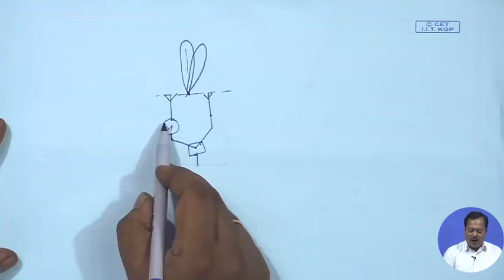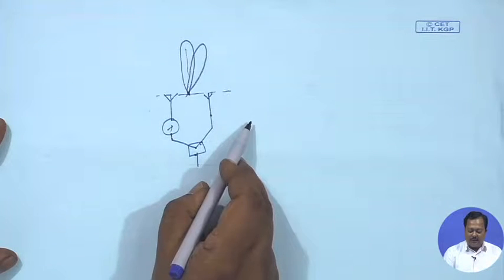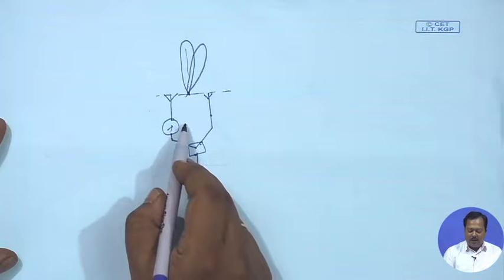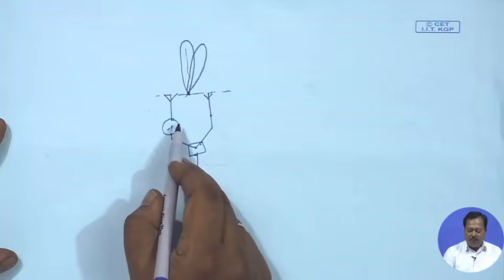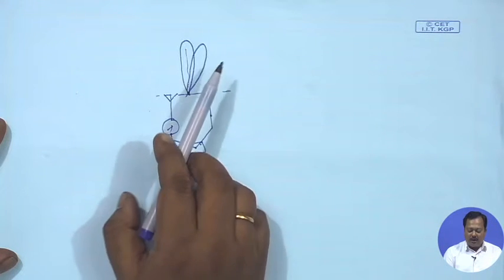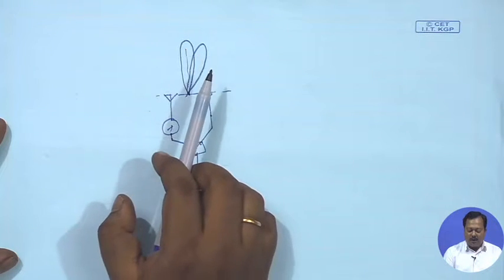So, for an array of n antennas, if we assume it is a linear array, in that case we have to maintain the same progressive phase difference between successive antennas to direct the beam in a particular direction.